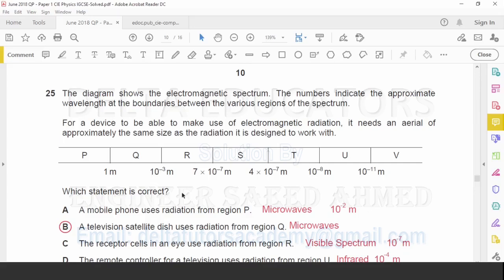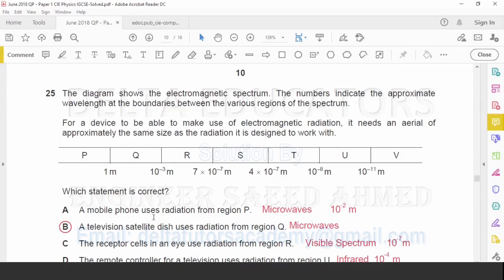Option A. A mobile phone uses radiation from region P. Here at the boundary of this region P, it is given 1 meter, whereas mobile phones use a wavelength of 10 power minus 2 meters. So this option is incorrect.